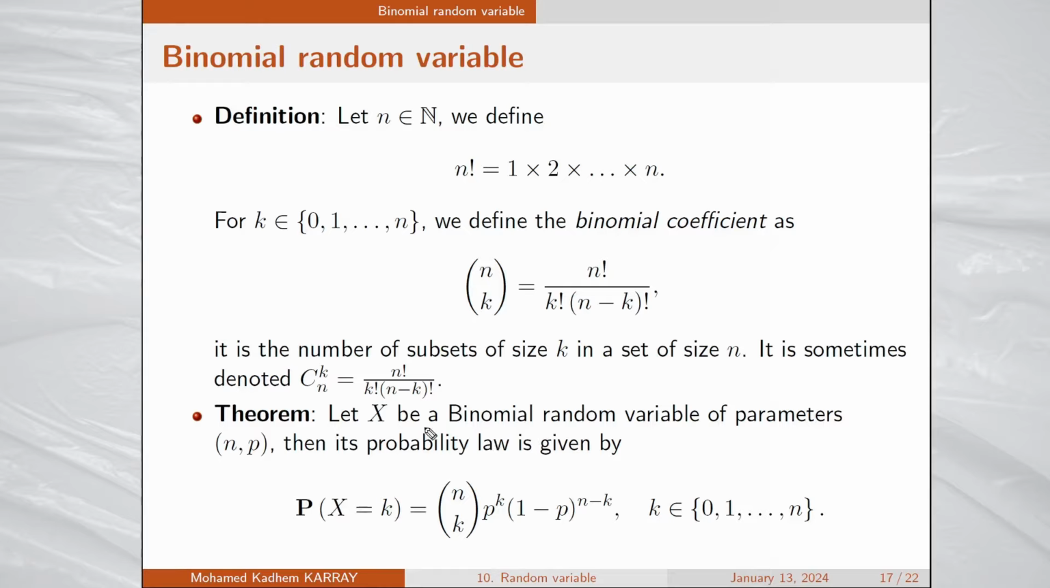So let x be a binomial random variable of parameters n, p. Then its probability law is given by, for any k within 0, 1, ..., n, we have that the probability that x equals k equals the binomial coefficient nk multiplied by p to the power k, 1 minus p to the power n minus k. So keep in mind this very important formula for the binomial random variables.